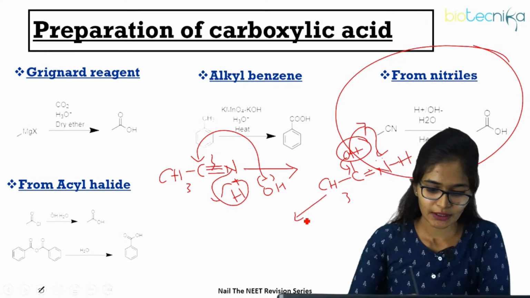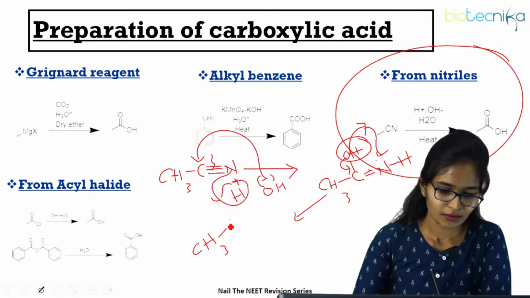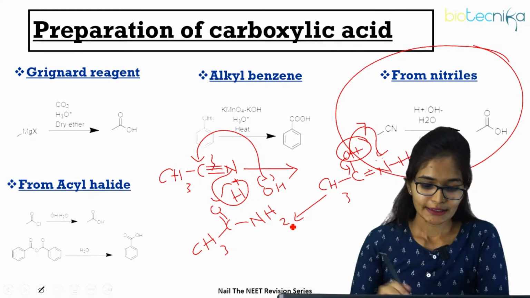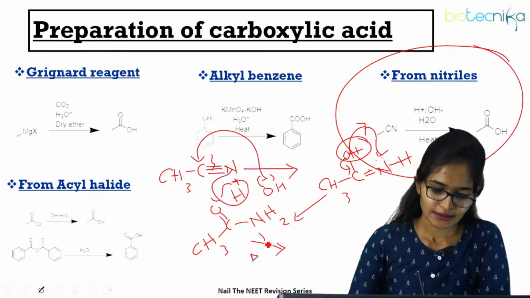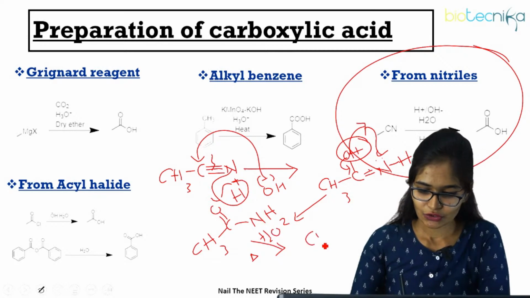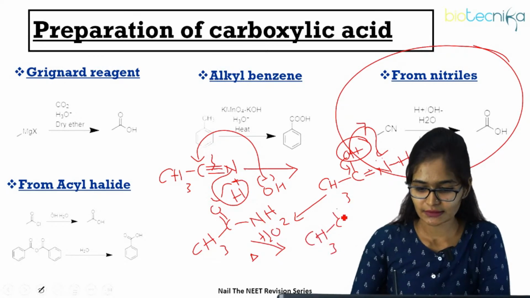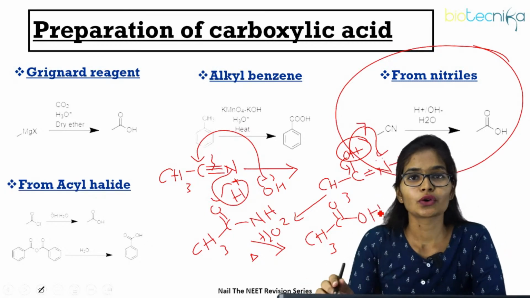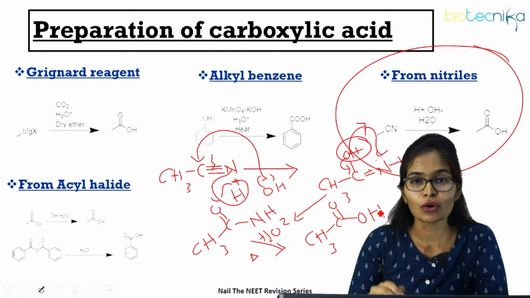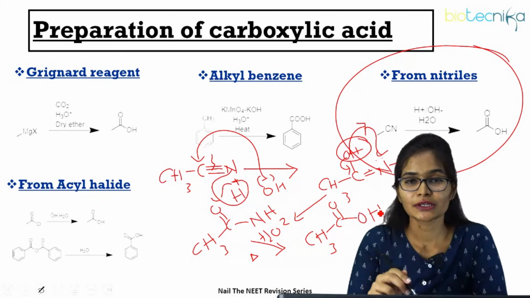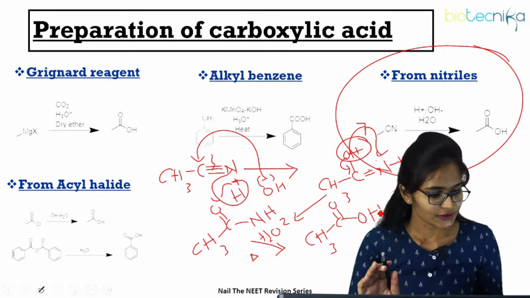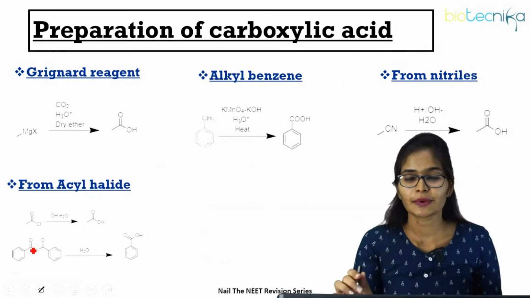So first what you will get? You will get amide as a product. Okay, so CH3CONH2 you will get. And next what happens? Again you have to heat it and just do hydrolysis. You will get your simple carboxylic acid. So I will write it as CH3COOH. So this is the overall method we can follow from nitriles to carboxylic acid formation just by doing hydrolysis. These are the methods we have studied with respect to nitriles.